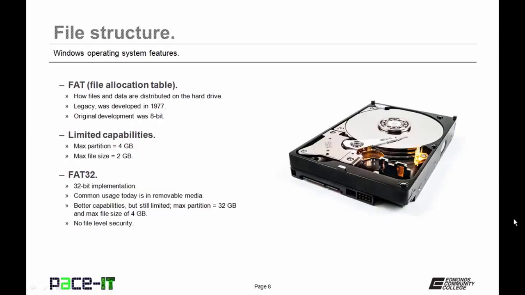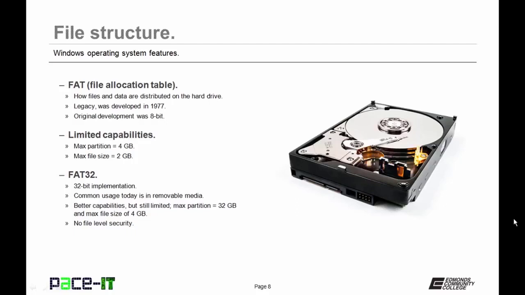FAT32 came along and it was a vast improvement. It's a 32-bit implementation. Its common usage today is in removable media, like USB flash drives and camera memory cards. It had much better capabilities, but it's still limited in its usability. Max partition is 32 gigabytes and max file size is 4 gigabytes. And it offers no file level security.